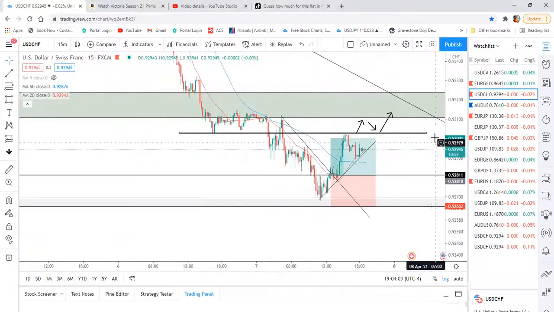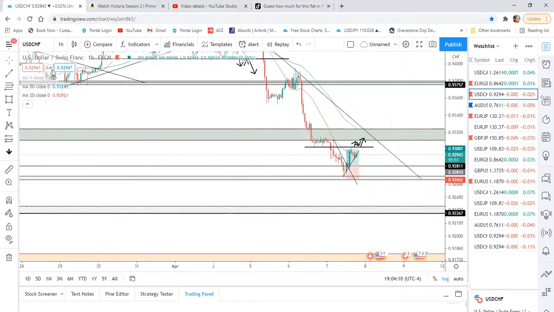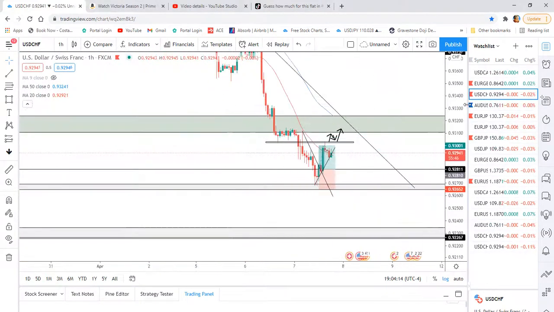I just wanted to hop on here real quick and show you guys some trades that I got into today. Right now, we're looking at USD CHF. So this is USD CHF on the 1 hour.